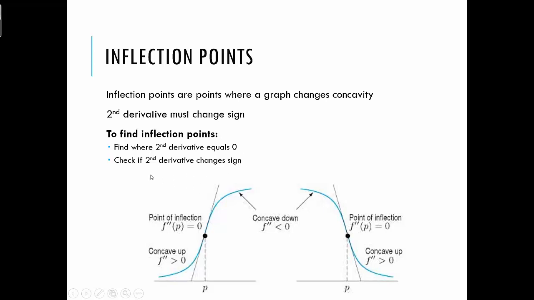We're also looking to see if the second derivative changes signs, because remember, if it's concave up, the second derivative is positive. When it becomes concave down, the second derivative is negative. So it would have to change signs there somewhere.